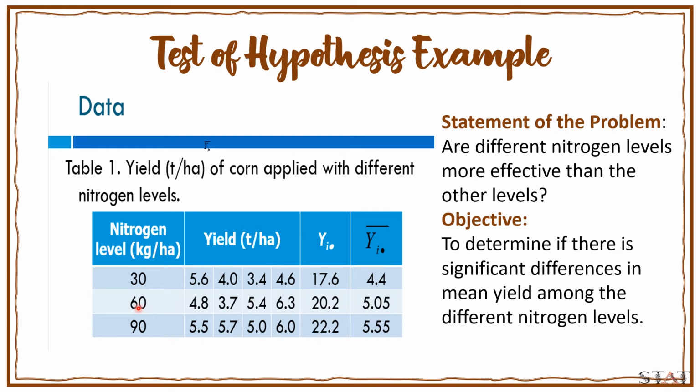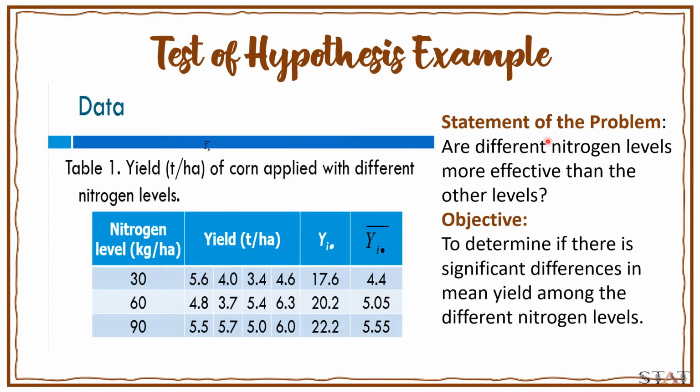And then 60 kilograms per hectare is another treatment level or factor. Then the total is 20.2, and then the mean is 5.05. And for another treatment level, the total is 22.2 and the mean is 5.55.